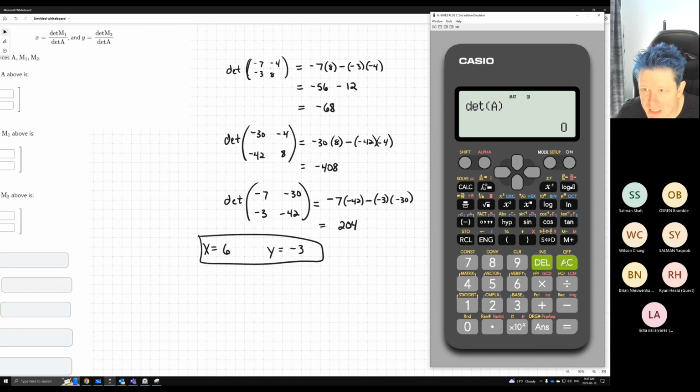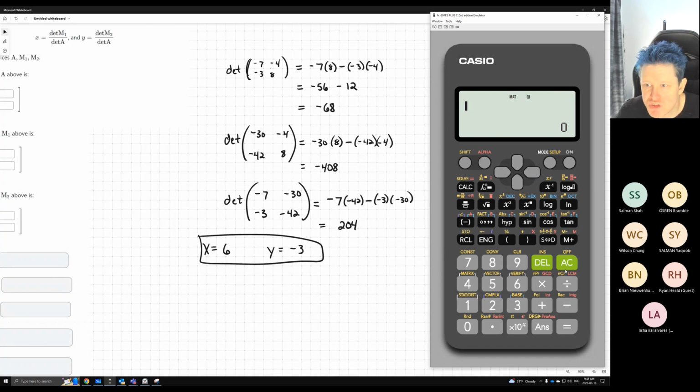Just a little bothersome here. Oh, maybe I'm supposed to use MAT A there. So 7 for determinant, and go back into the mode again, and then maybe press 3 for matrix A. I bet that'll give the determinant. There we go. So that's how you do it, at least with the Casio calculator.